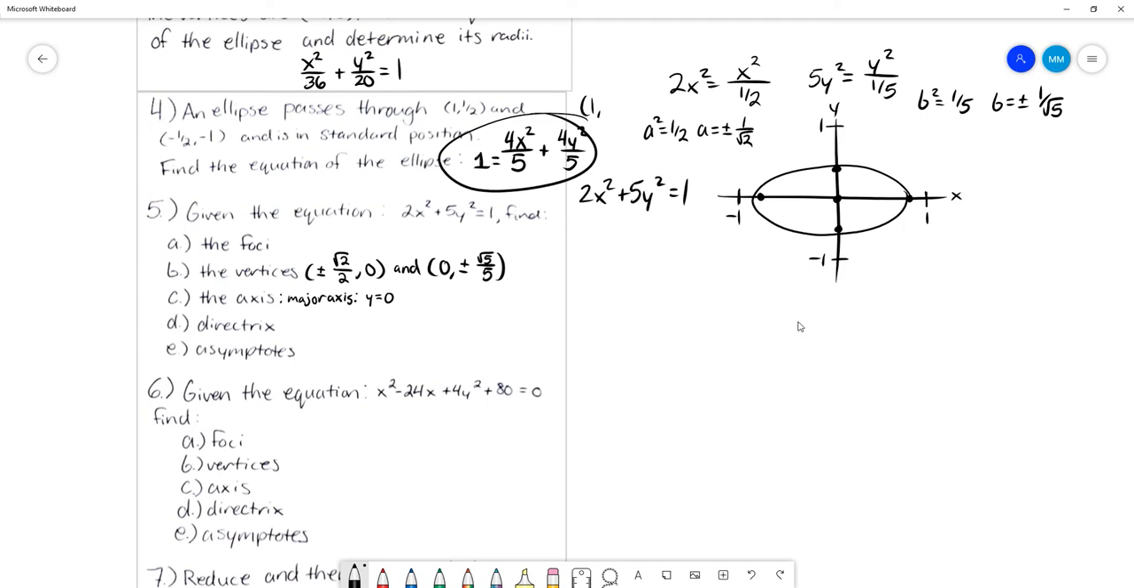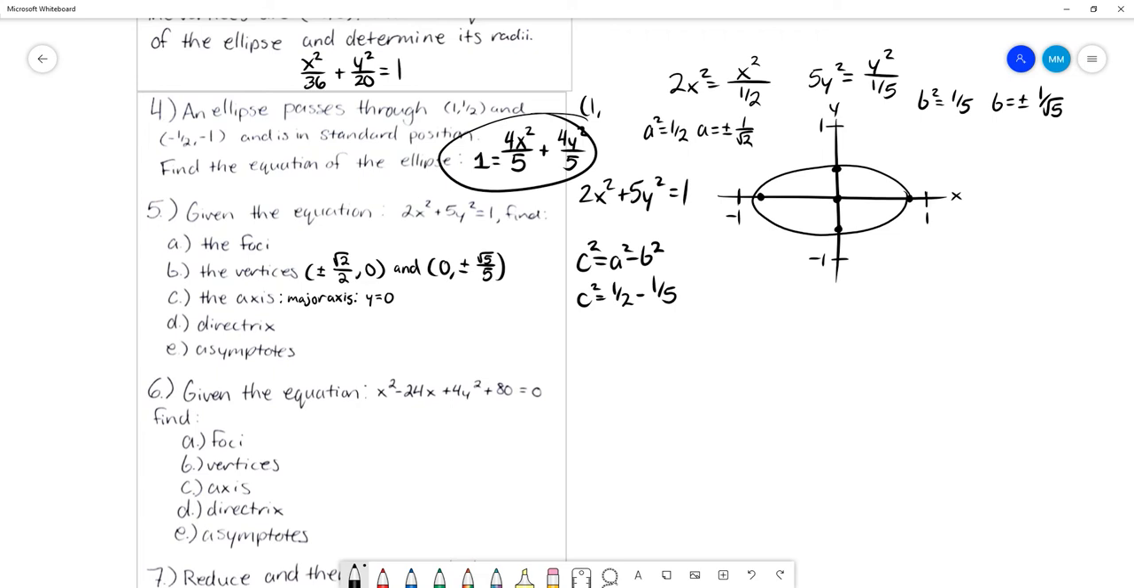Now our foci, remember, that's c squared equals a squared minus b squared, where a squared is the square of our major radius, and b squared is the square of our minor radius. So that's going to be c squared equals 1/2 minus 1/5.